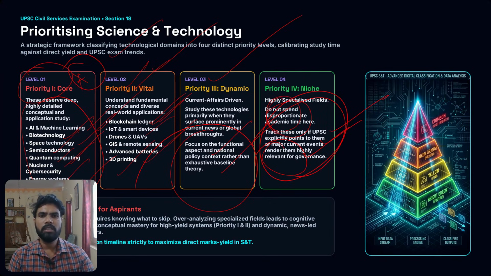These are the fourth priority areas. For these areas, we should not spend disproportionate time. We should allocate only as much time as is required. But for the things I have mentioned in priority 1 and 2, you have to allocate the major amount of time for preparing them. So these are the areas where you have to focus.